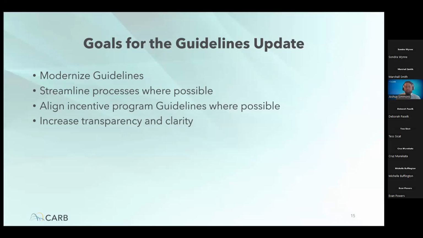and our collective stakeholders. A comprehensive update will ensure consistency throughout the source category chapters, along with modernizing the guidelines to reflect current regulations, changes in program administration, and advances in technology like zero-emission technology, to name a few. We will also be looking at streamlining guideline processes, aligning the program with other incentive program guidelines where feasible so that they are complementary to one another, and increasing transparency and clarity. Next slide.